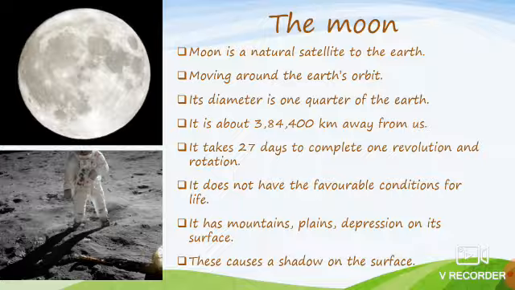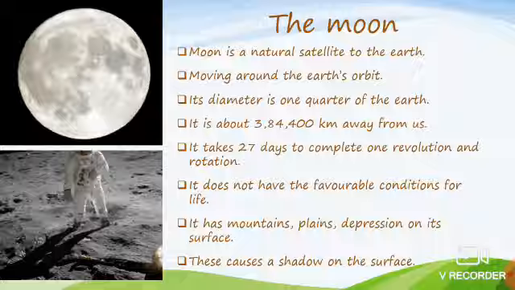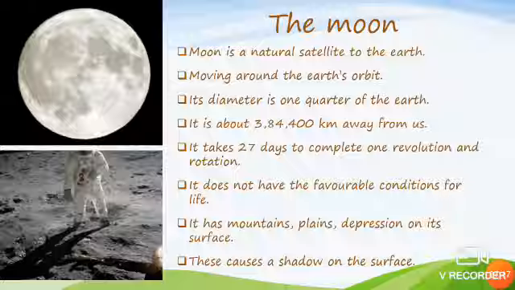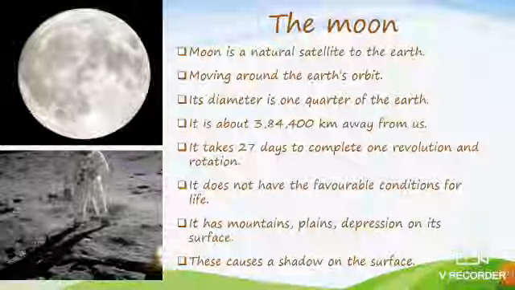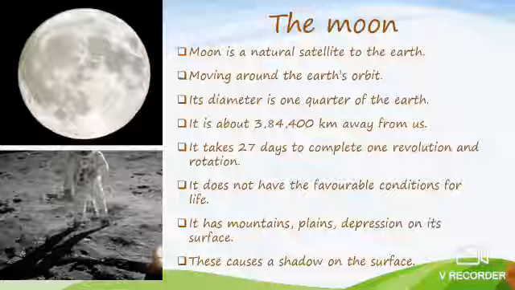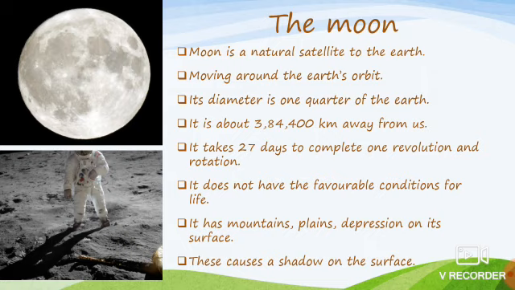The Moon moves around the Earth in about 27 days. It takes exactly the same time to complete one spin, that means one rotation. As a result, only one side of the Moon is visible to us on the Earth. The Moon does not have conditions favorable to life. It has mountains, plains, and depressions on its surface. These cast shadows on the surface of the Moon.